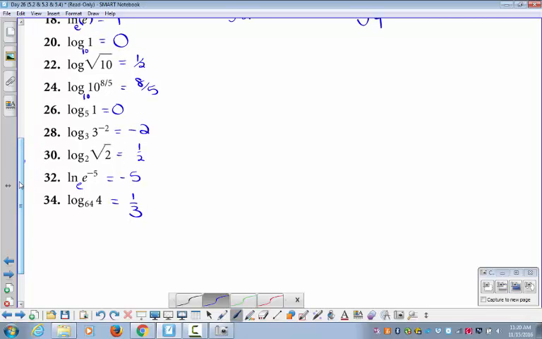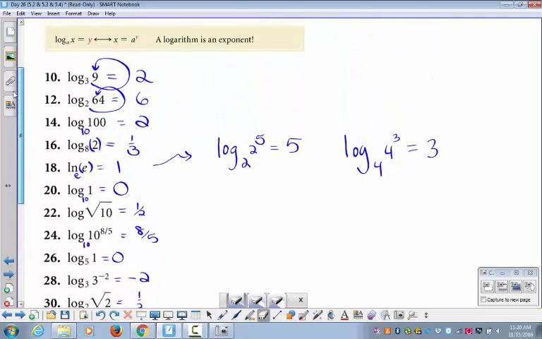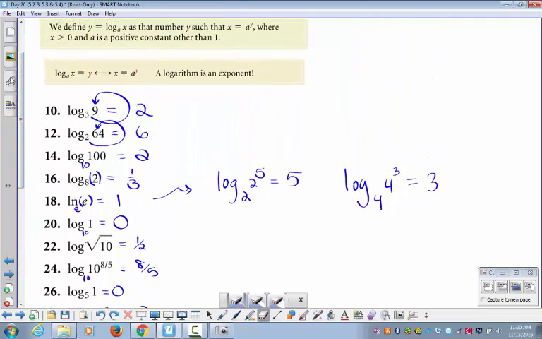All right, so that's how the definition of the log works. So the log is equal to the exponent on the base that gives the argument. You get this little spiral. 3 to the 2 is 9. 2 to the 6 is 64. 10 to the 2 is 100. 8 to the 1/3 is 2. e to the 1 is e. 10 to the 0 is 1. So get to that little spiral.